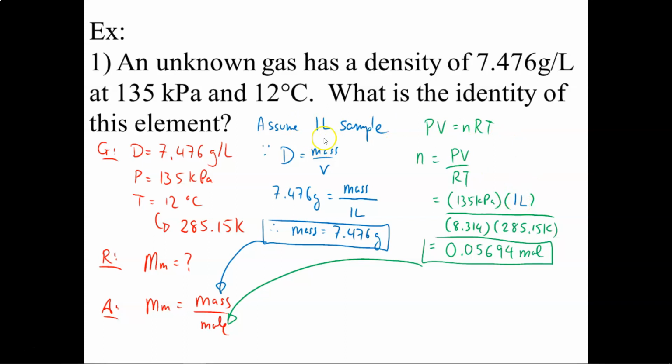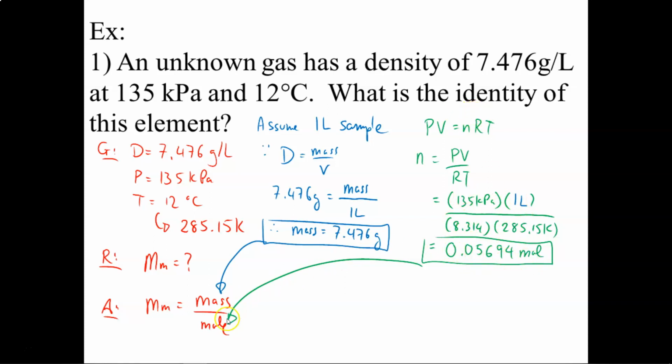So remember, you didn't have to choose a 1 liter sample. You can choose whatever you want. You can choose your student number. In the end, whatever volume sample you chose must be plugged into the equation as such. But do you see now why I chose 1 liter? It makes my calculations much easier. You'll notice also I didn't write down the universal gas constant because you should have that memorized. It's a given. And solving for this equation, I get 0.05694 moles of my mystery substance.